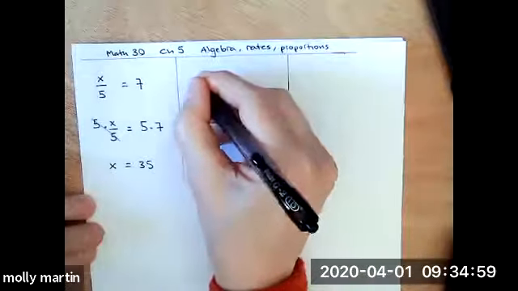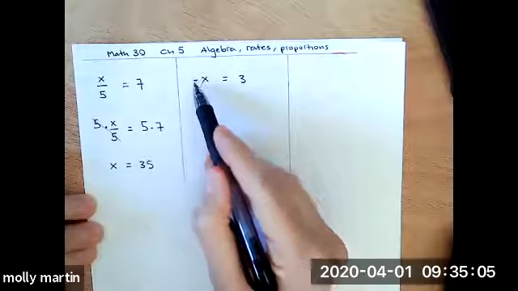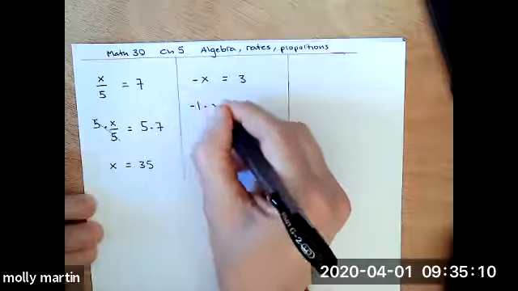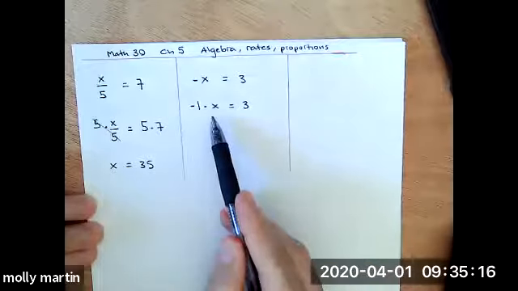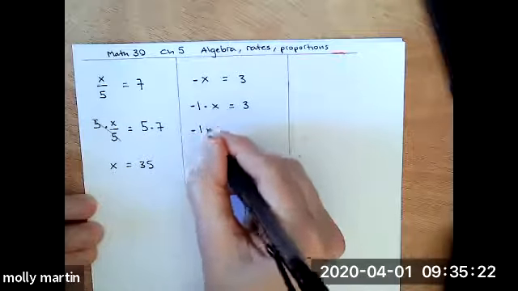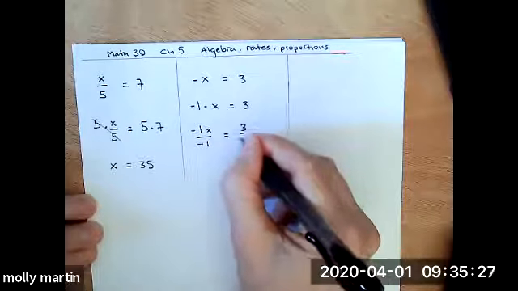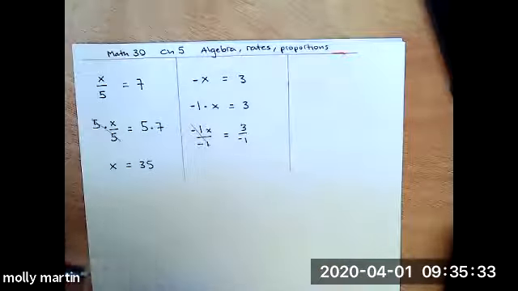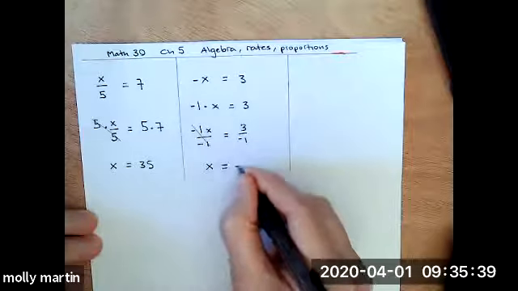What if you have negative x equal to 3? Well, negative x is the same thing as -1 times x. So the coefficient of x is -1. So we just divide both sides by -1. -1 divided by -1 equals 1. 3 divided by -1 is -3.